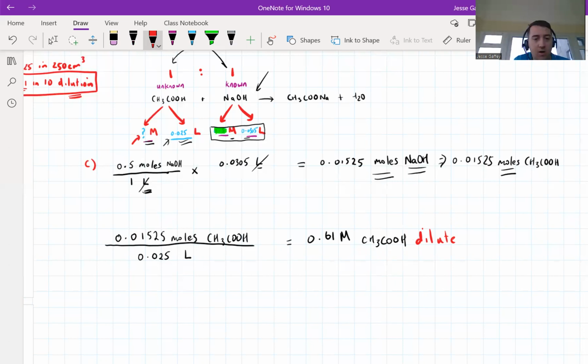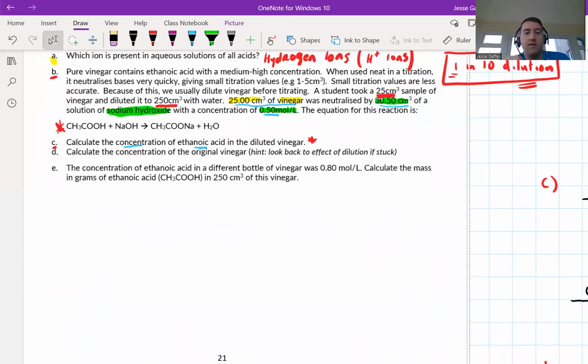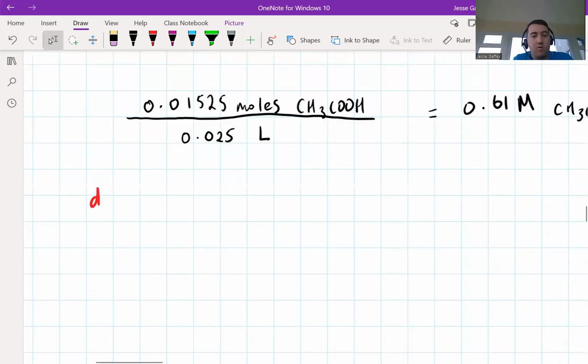The next thing we're going to look at is part D. We're going to see what it asks us to do. So part D says calculate the concentration of the original vinegar. Now there's a hint there for my students to look back in the booklet to find the effect of dilution. There's a number of ways you can do this. You may have a way that works better for you than the way I'm going to show you, but I simply use a formula here, a formula that shows you the effect of dilution.